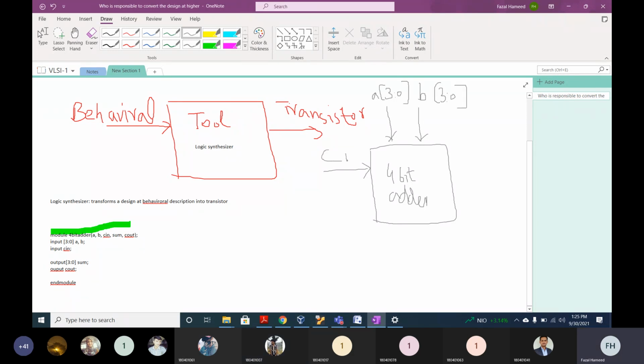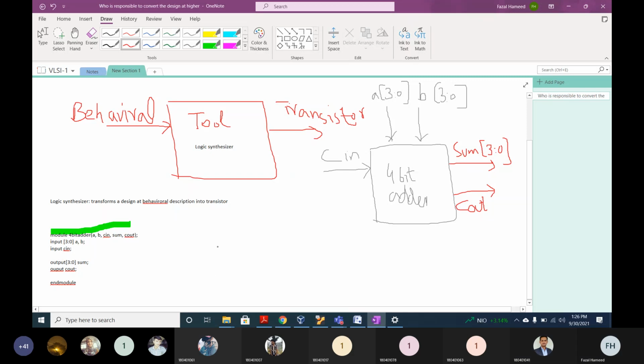Now C in, and what is your output? Sum and C out. What is the size of the sum? 3:0. What is the size in bits? 4 bits. So the size is 4-bit. So actually, if you want to realize a 4-bit adder, we can use 1-bit adders to realize it. Am I right or not?